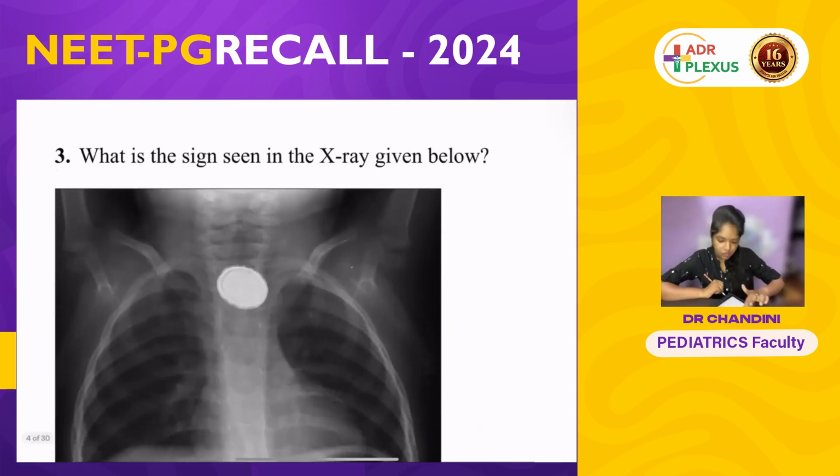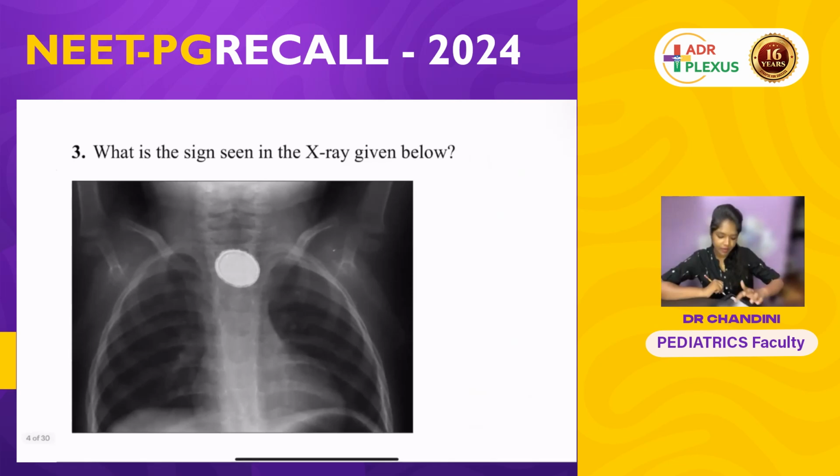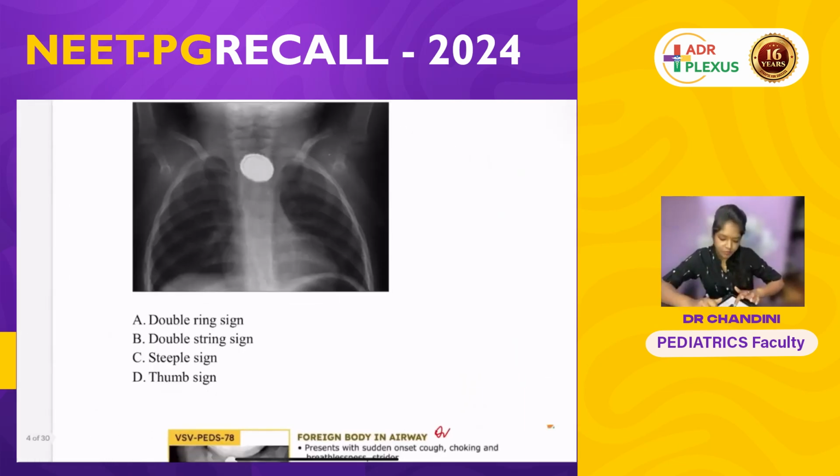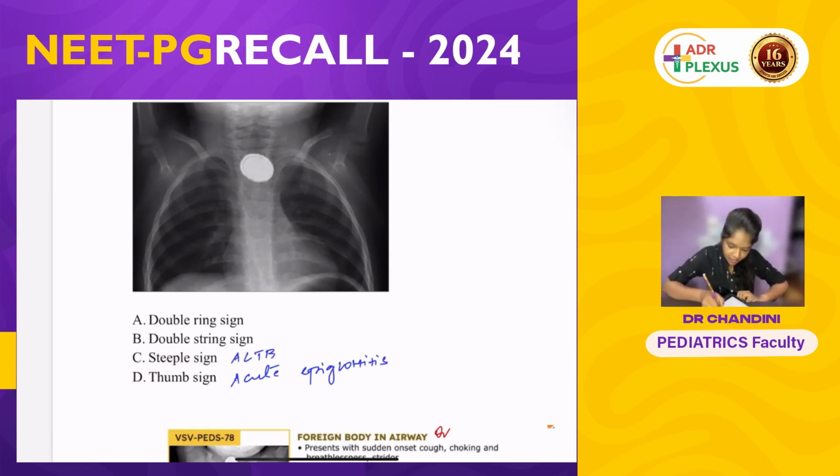Moving on to the third question. They gave an image of a foreign body and the question was, what is the sign seen in the X-ray given below? The options were double ring sign, double string sign, steeple sign, thumb sign. We'll go from last. Thumb sign, no. Thumb sign is seen in acute epiglottitis, so you're not going to see a foreign body there. Steeple sign is seen in ALTB, acute laryngotracheobronchitis, that is croup. Double string sign is seen in IHPS, in barium meal.